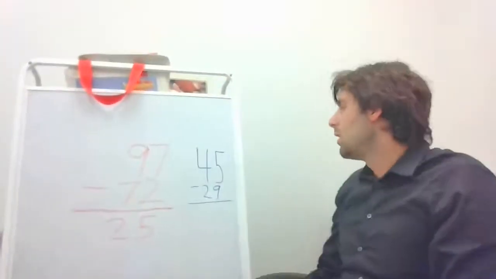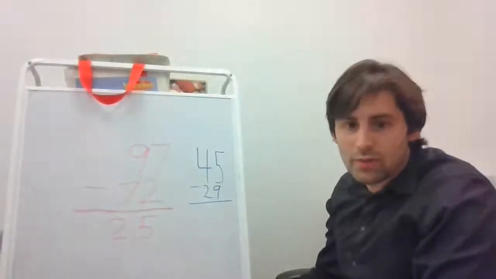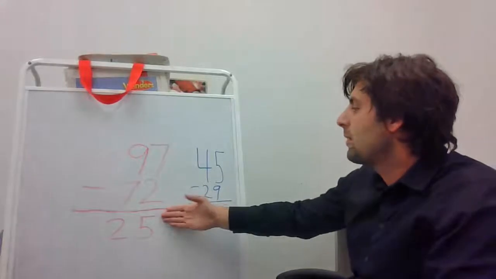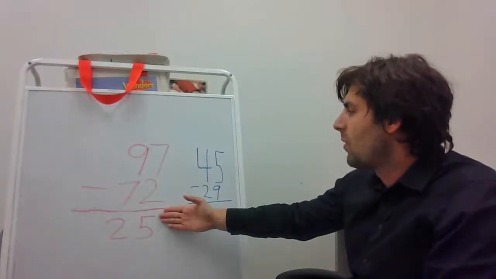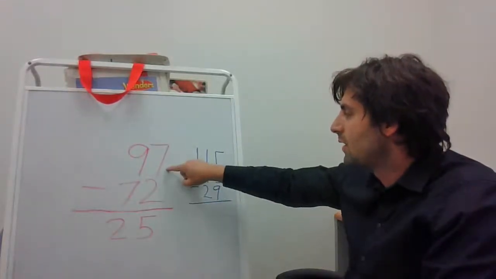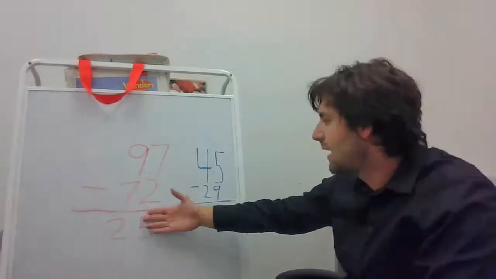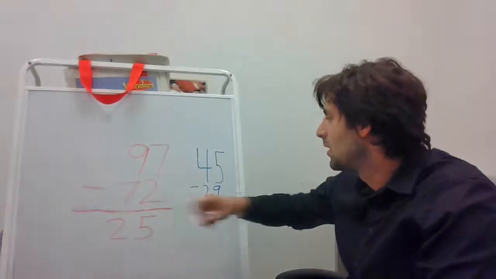We regroup when the number on the bottom of a subtraction problem is bigger than the number on the top. If you notice in this problem, both the numbers on the bottom are smaller. 2 is smaller than 7. 7 is smaller than 9. So we don't need to regroup. We do not need to regroup in this first problem.